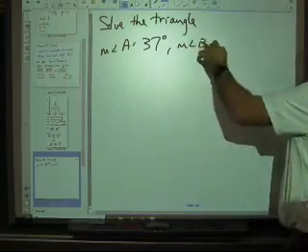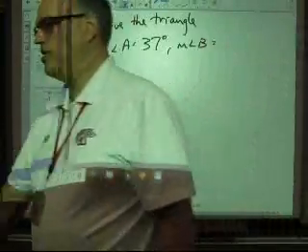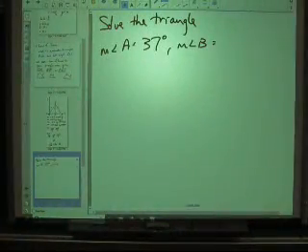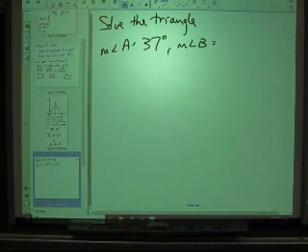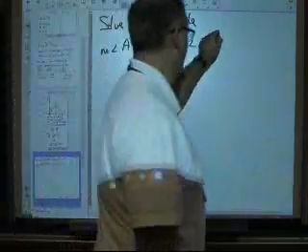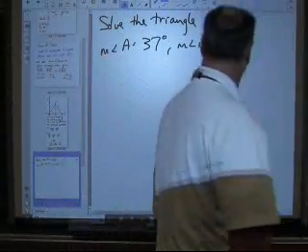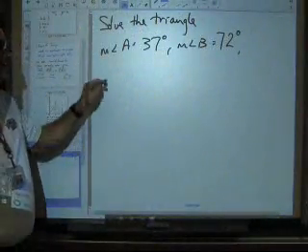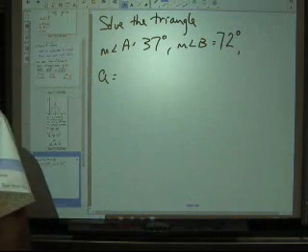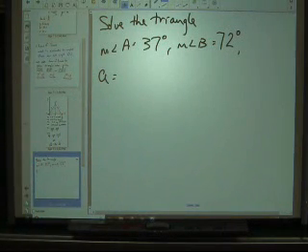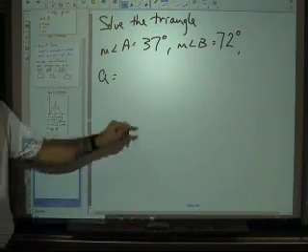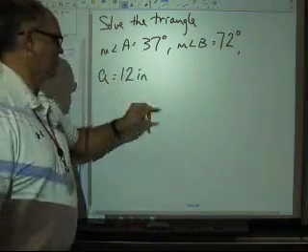Measurement of angle B is equal to, please give me a number between 33 and 74. 72. Okay. And then, side little a, please give me a number between 1 and 55. 12 inches. Okay.